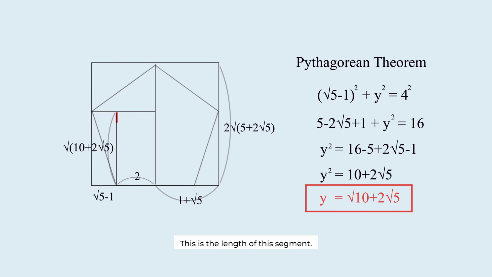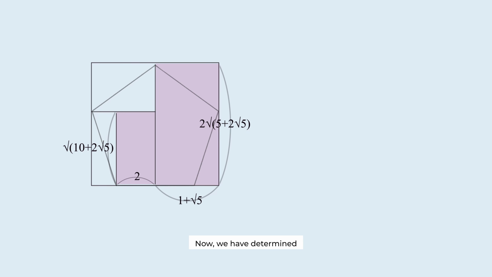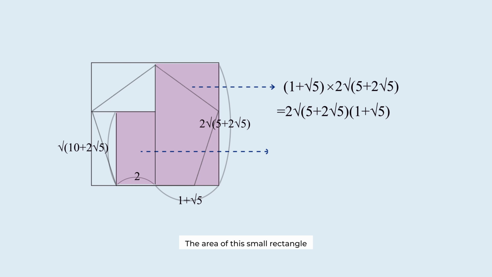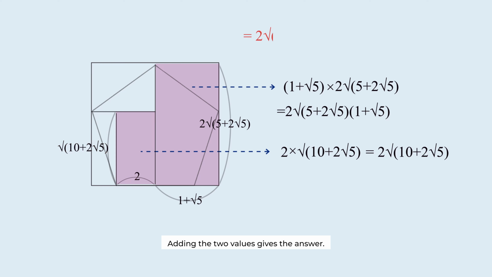This is the length of this segment. Now we have determined all the dimensions of the rectangles. The area of the pentagon is the area of this rectangle plus the area of this small rectangle. The area of this rectangle is this length times this length. The area of this small rectangle is this length times this length. Adding the 2 values gives the answer.